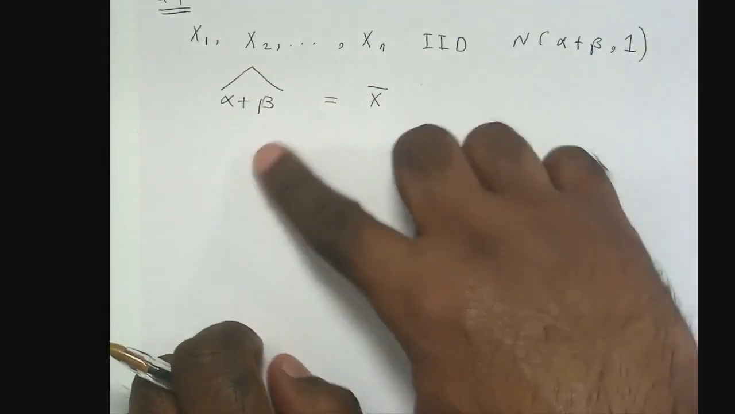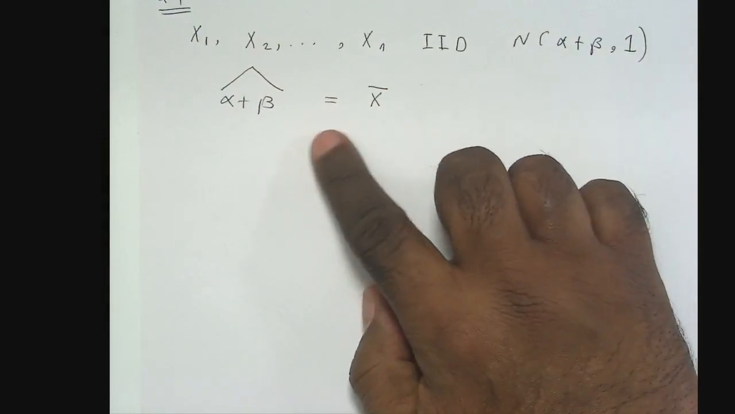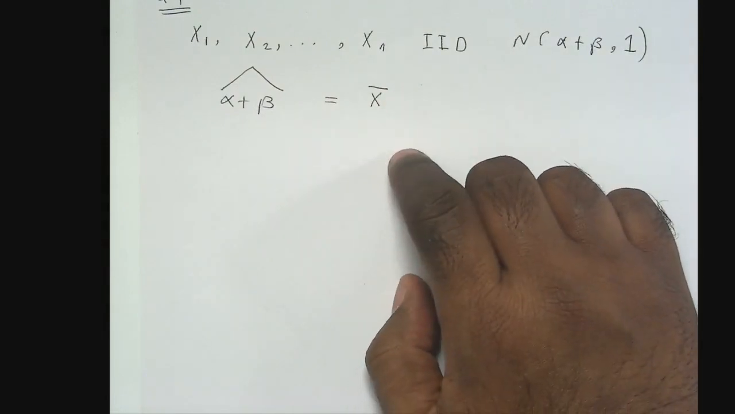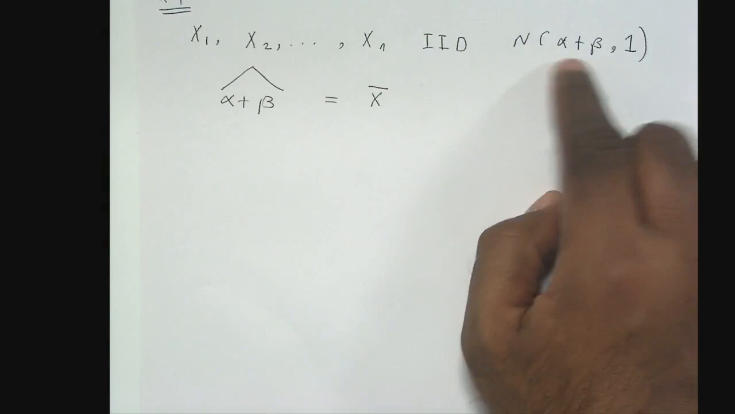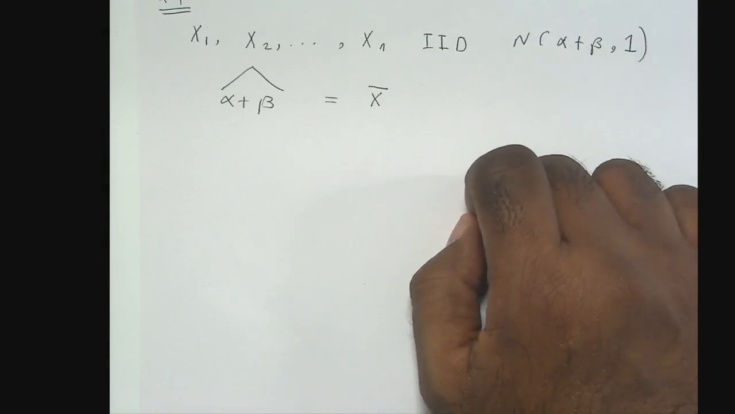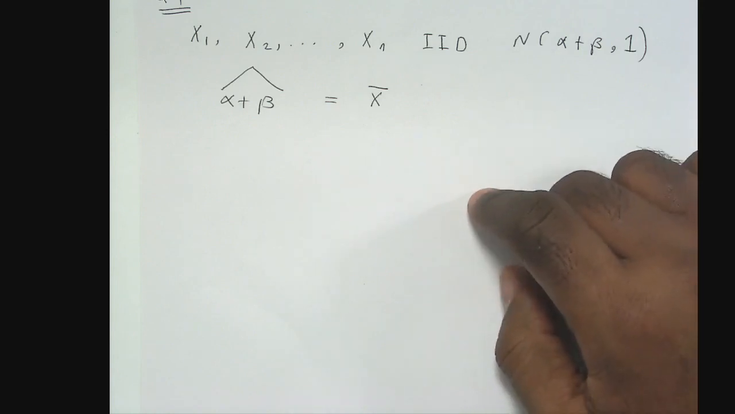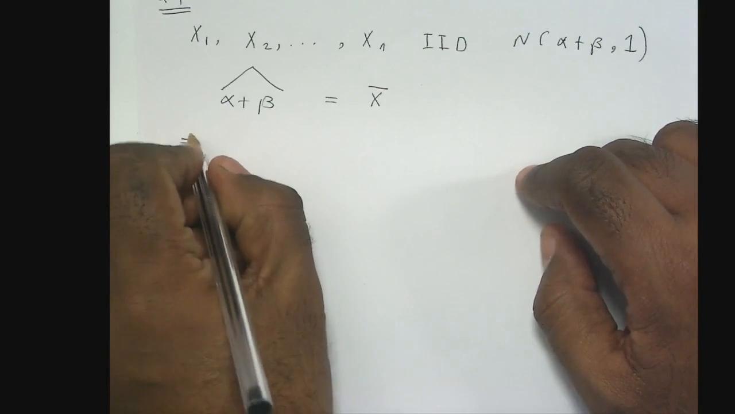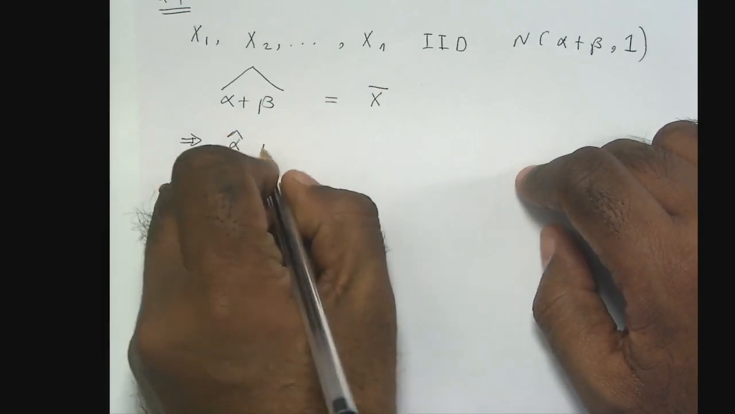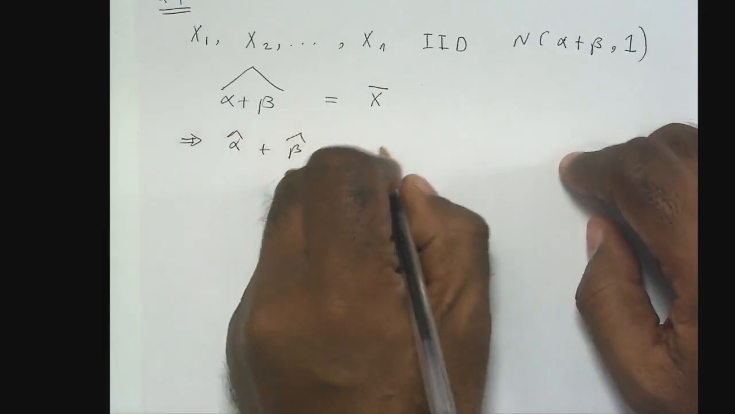Do you guys remember? I think I worked this out during one of the lectures some time ago. That if you have a random sample from a normal distribution, then the MLE of the mean is equal to the sample mean. I proved that result, well, I did it as an example, guys. If you look back in the scan notes, you will see this, right? So it means that alpha hat plus beta hat is equal to x bar.